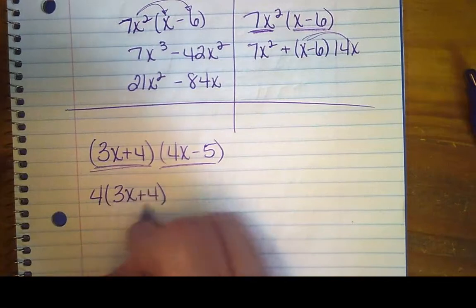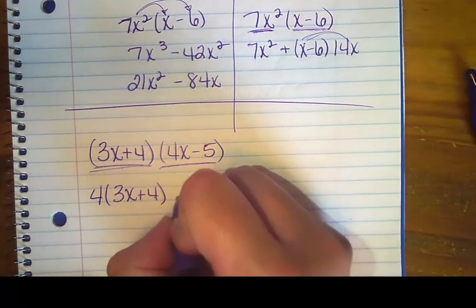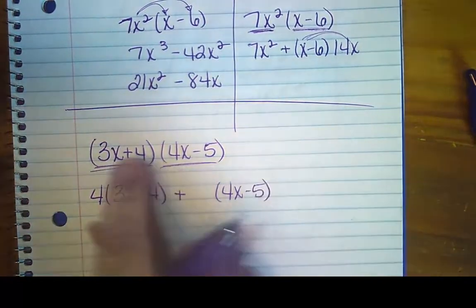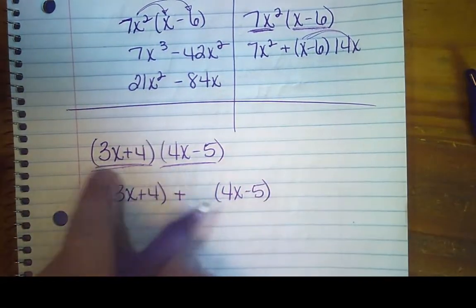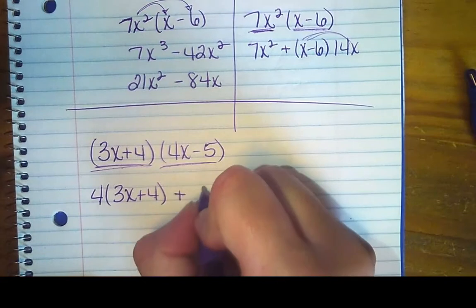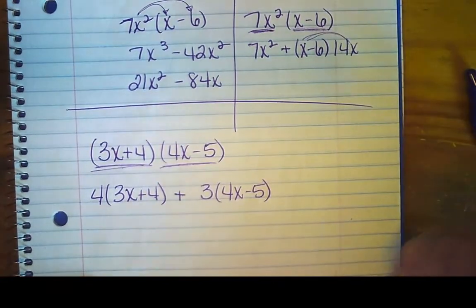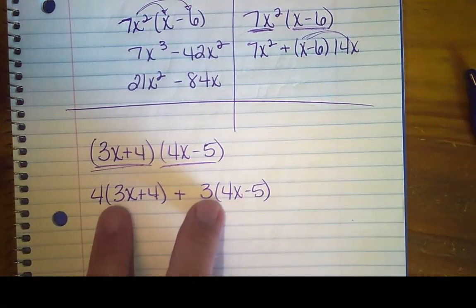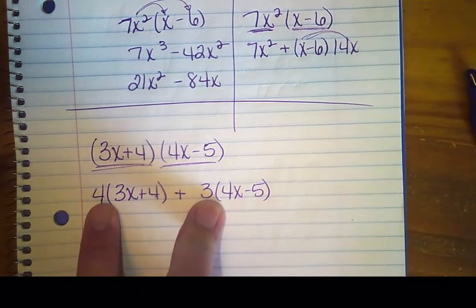Okay, so I've got the first times the derivative of the second plus the second times the derivative of the first. The derivative of 3x plus 4 is 3. And again, order doesn't matter in multiplication, so I just put the coefficient first, if you would.